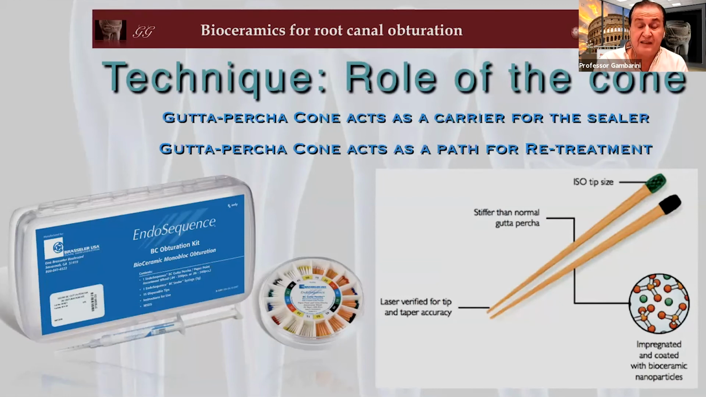And obviously you can use with this kind of sealer any gutta-percha cones, but there are also specific gutta-percha cones with a cover of bioceramic. And the main difference here is that the gutta-percha cone is not the core material, but only a carrier for the sealer in the cold technique. And the gutta-percha cone acts as a path for the retreatment. So we put a gutta-percha cone inside the canal because the sealer will be a little bit too difficult to remove because it adheres very nicely to the canal walls and is very strong.